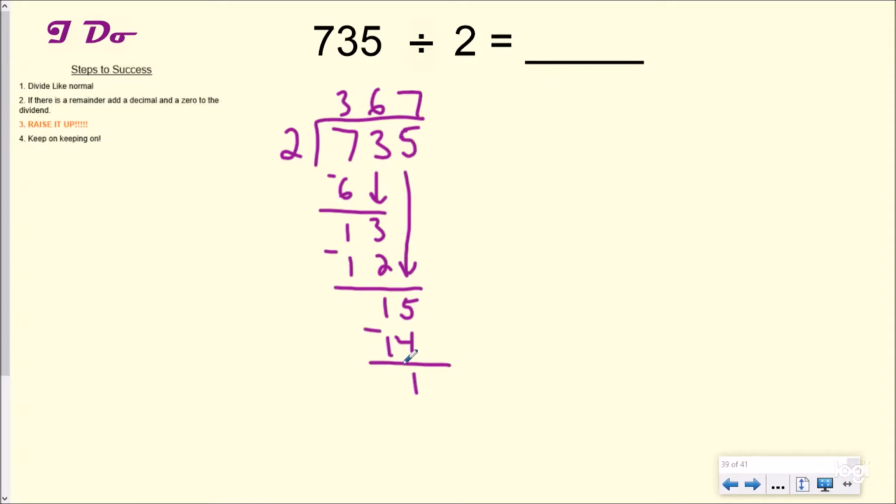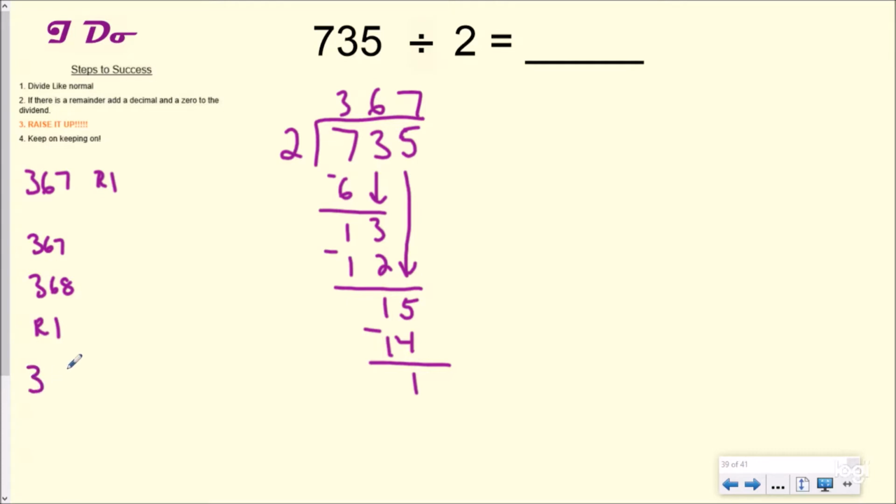So in 5th grade, you would have stopped right here and you would have written your answer as 367 remainder 1. And then if it was a word problem, you could have ignored it. Check out our remainder word problem song. You could have rounded up. It could have been your remainder. Okay, these are all 4th grade level things.